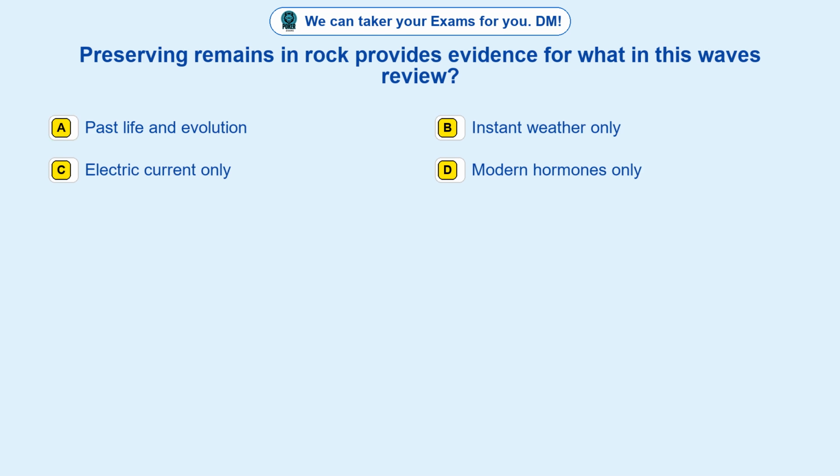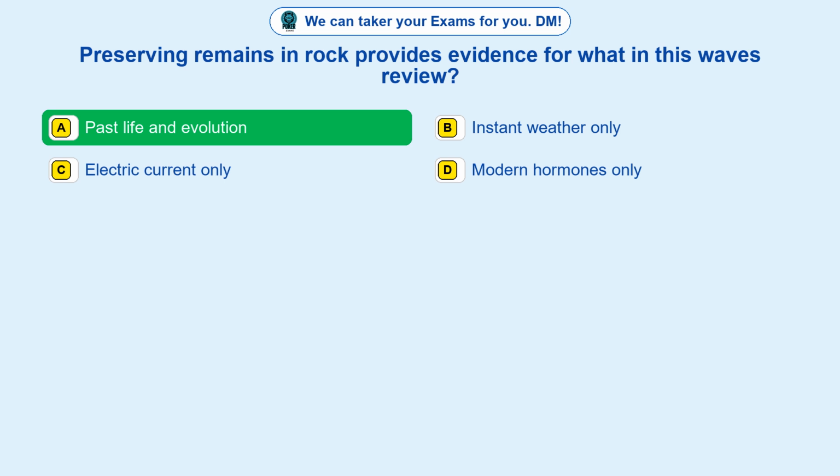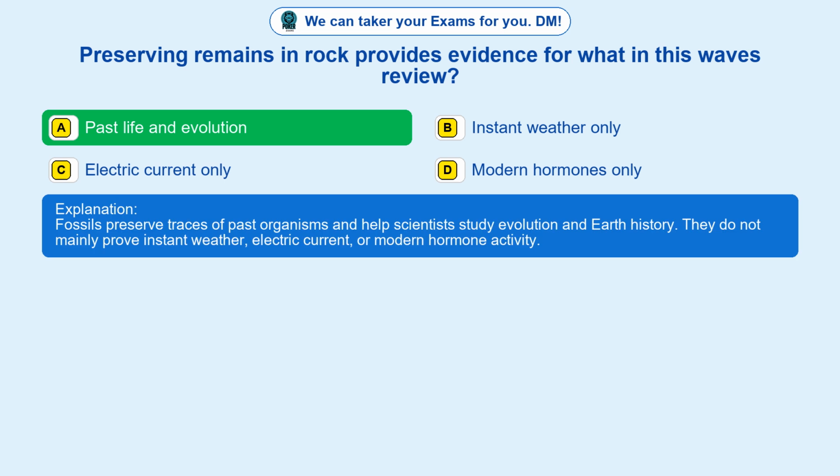Question 95. Preserving remains in rock provides evidence for what in this waves review? Option A, past life and evolution. Option B, instant weather only. Option C, electric current only. Option D, modern hormones only. The correct answer is option A. Past life and evolution. Fossils preserve traces of past organisms and help scientists study evolution and Earth history. They do not mainly prove instant weather, electric current, or modern hormone activity.